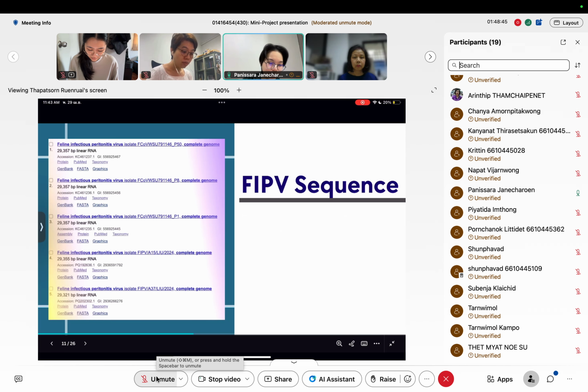And this is a FIPV sequence. This is an example sequence of FIPV obtained from NCBI. The sequence represents a partial region of the spike or S gene. They were used for comparison and mutation analysis.